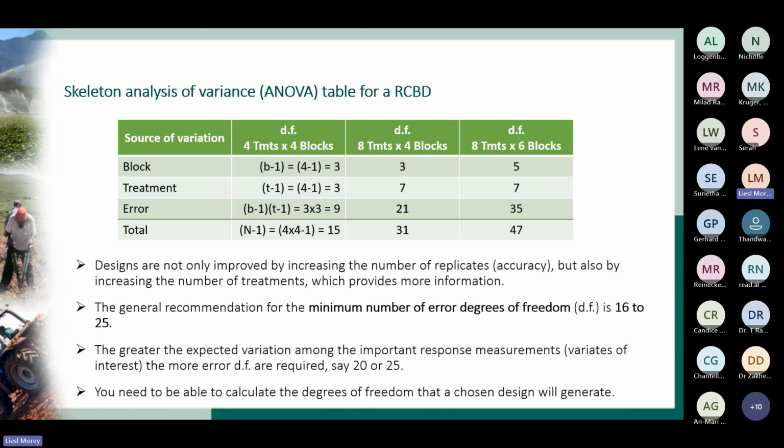So if you expect a lot of variation in your response measurements, then you would maybe have to increase the degrees of freedom for error to say 20 or 25 degrees. And then you can see from this that you have to know how to calculate the degrees of freedom for error for the experimental design that you use.